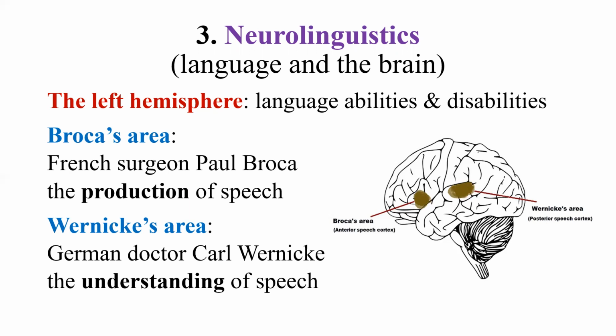On the other hand, we go to the posterior speech cortex, the back part, which is named after the German doctor Karl Wernicke, W-E-R-N-I-C-K-E. It's called Wernicke's area, which is responsible for the understanding of speech. So when someone says something, we understand that. This understanding process happens here. Okay, one is Broca's area, another is Wernicke's area.